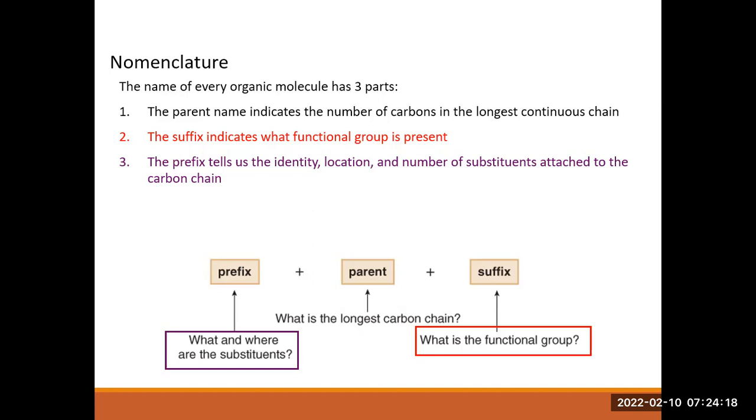So when we talk about nomenclature or naming, this is how those names are derived. The name of every organic molecule always has 3 parts. The first will be the parent name, indicating the number of carbons in the longest continuous chain. The suffix indicates what functional group is present. And of course, the prefix tells us the identity, location, and number of substituents attached to the carbon chain.